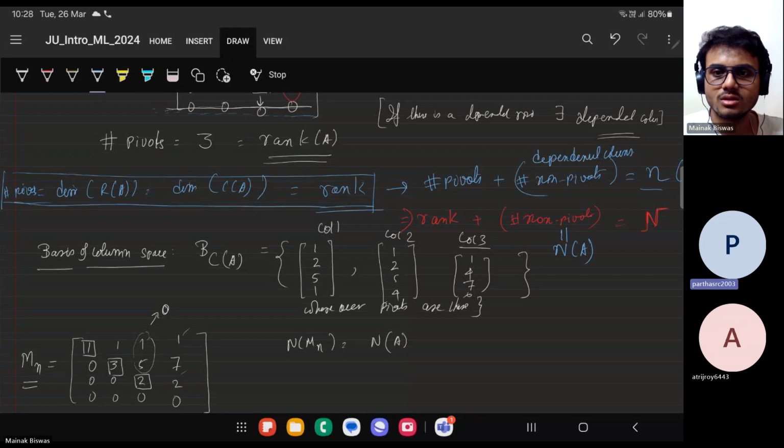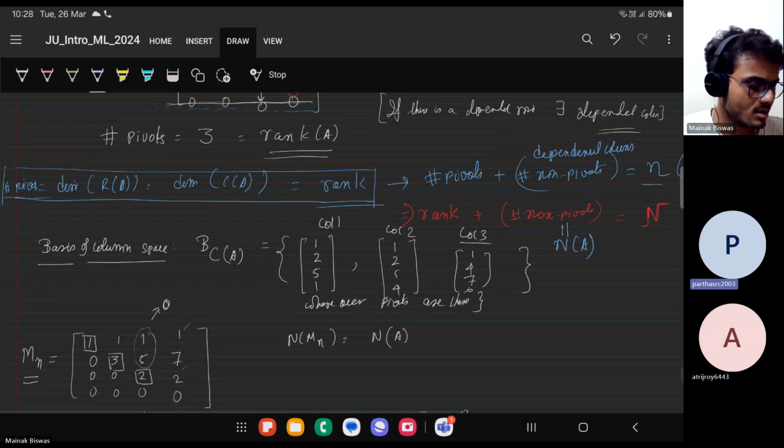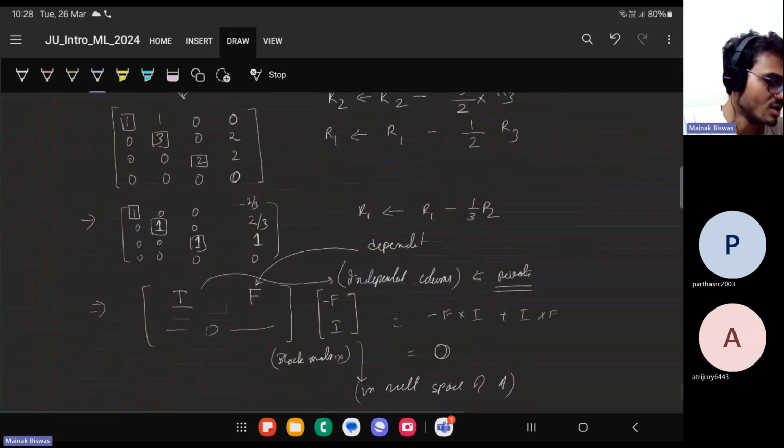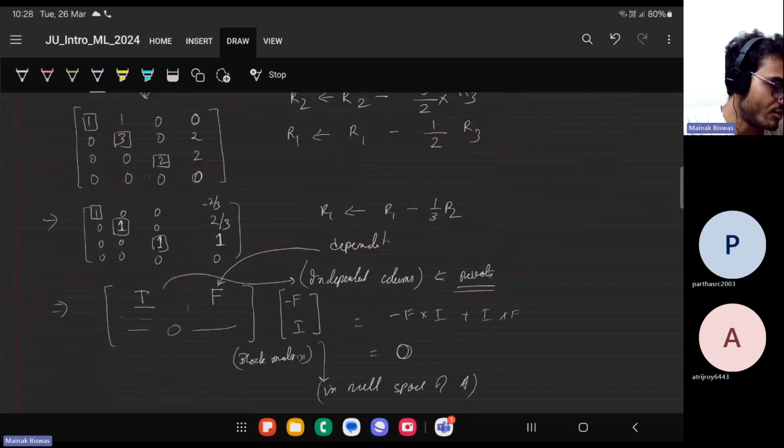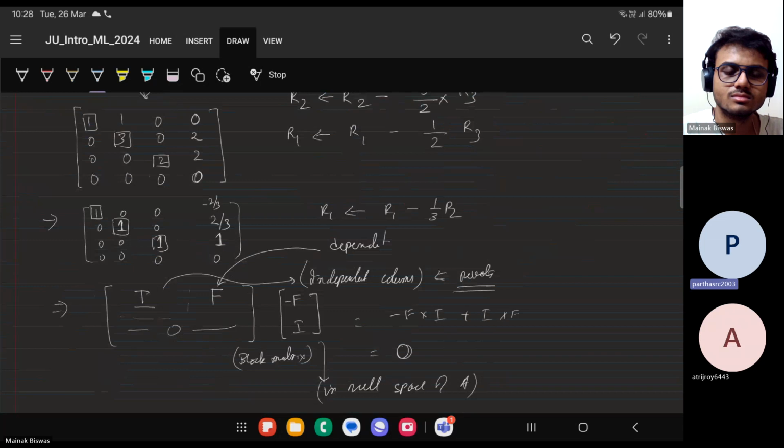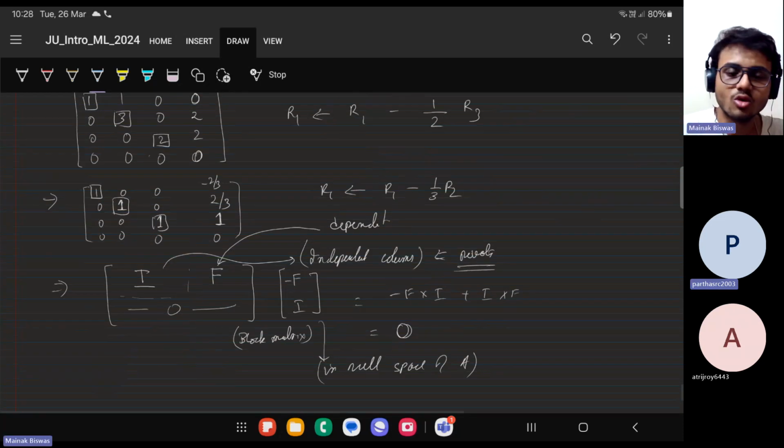I don't understand how you said that the number of non-pivots is the null space. How many columns are there in F here? One column. I am saying the number of columns in F is equal to the null space dimension. I'll show you why. What happened? I'm showing. Wait.